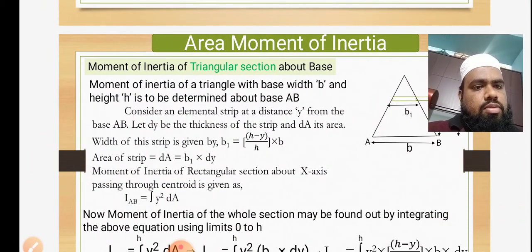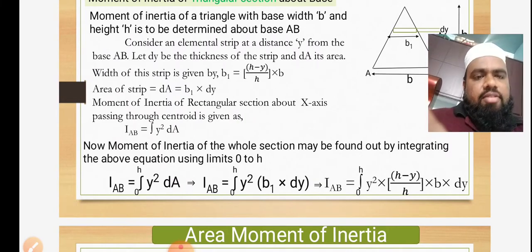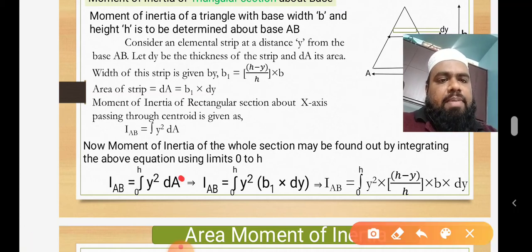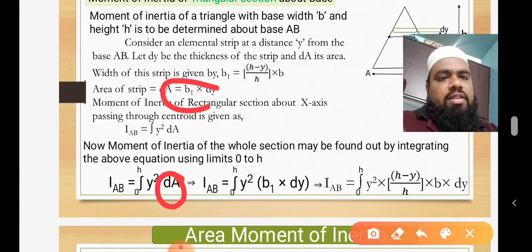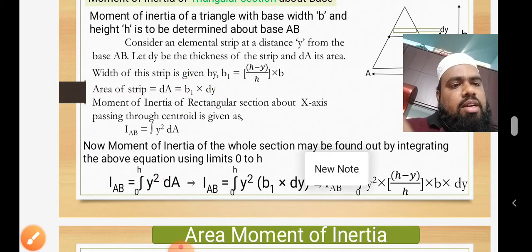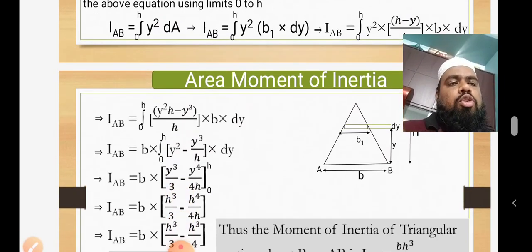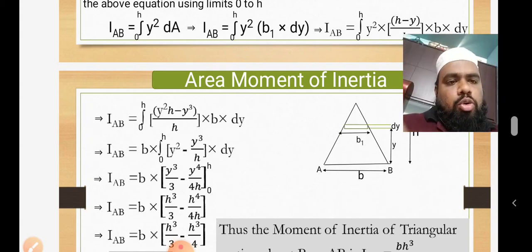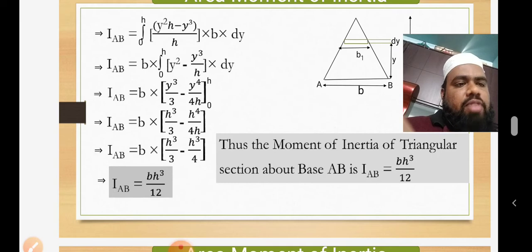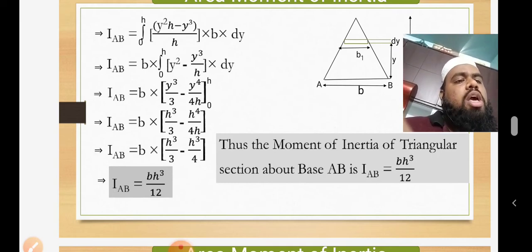So IAB is equal to integral 0 to h of y square dA, and in the dA place we are substituting B1 dy. After substituting, go through the calculation part. Finally you will get IAB is equal to BH cube by 12. Thus the moment of inertia of a triangular section about its base AB is equal to BH cube by 12.